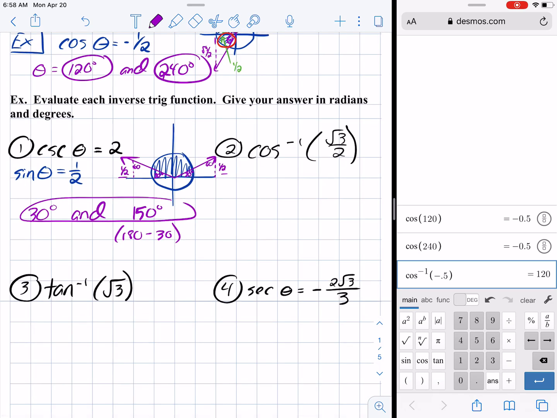The directions say give your answer in radians and degrees. It's good to practice both. Remember, for 30 degrees, that would be pi over 6. 30 degree increments are pi over 6. So if 180 is 6 pi over 6, just subtract a pi over 6, and you have 150 degrees.